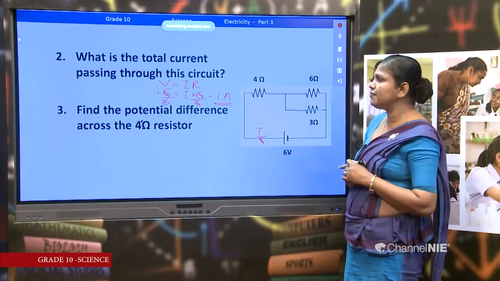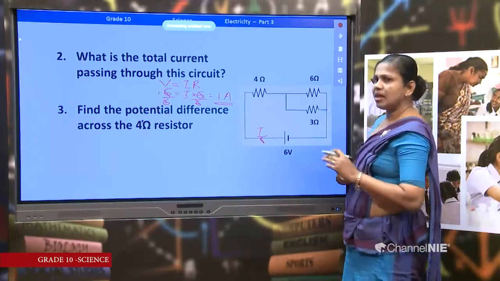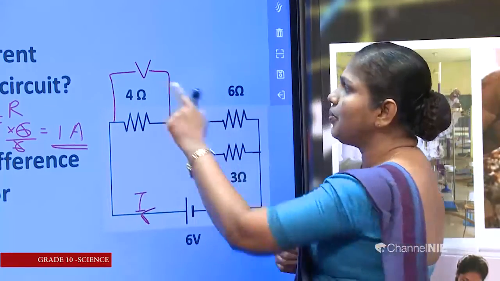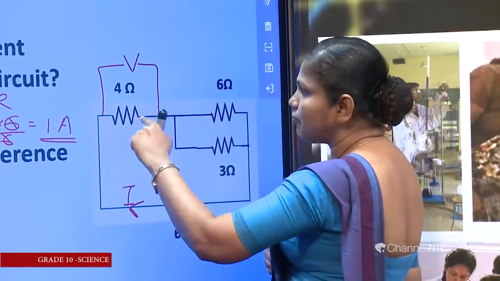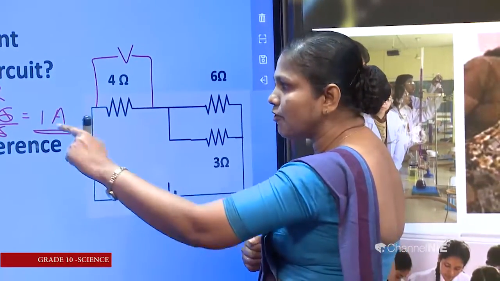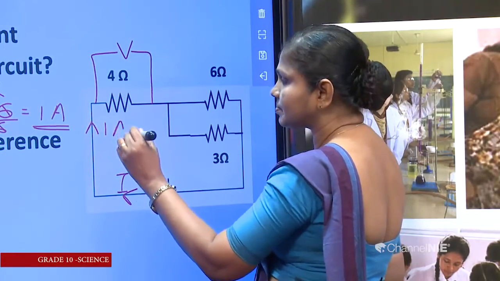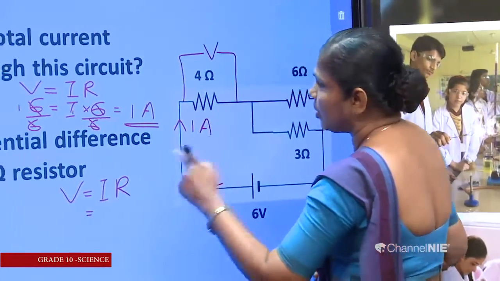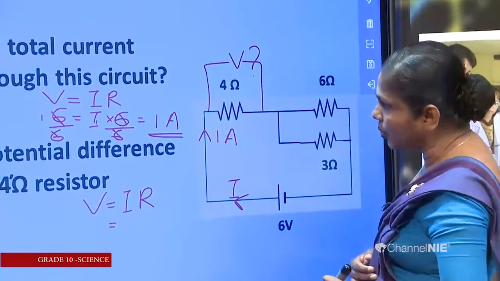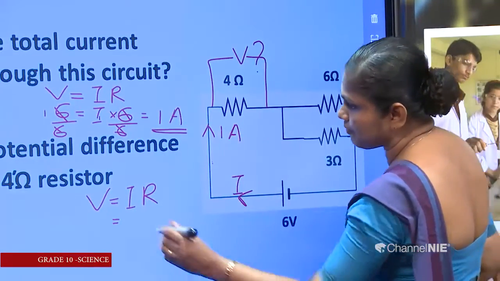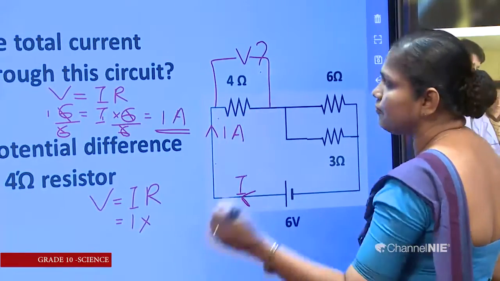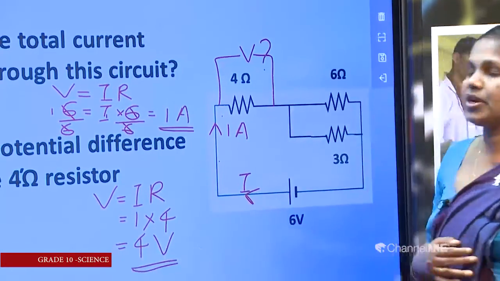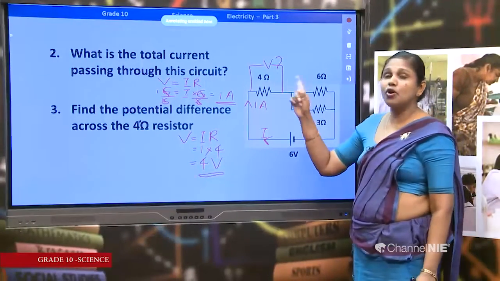Then find the potential difference across the 4 ohm resistor here, children. Suppose the potential difference across the 4 ohm resistor is V. Now we have found the current flowing through the 4 ohm resistor. Current flowing through the 4 ohm resistor is 1 ampere. And then we can substitute in the V equals IR formula. V we don't know. I, the total current, we have already found as 1 ampere. R is 4 ohm. Then 1 into 4 is 4. 4 volt is the potential difference across the 4 ohm resistor.